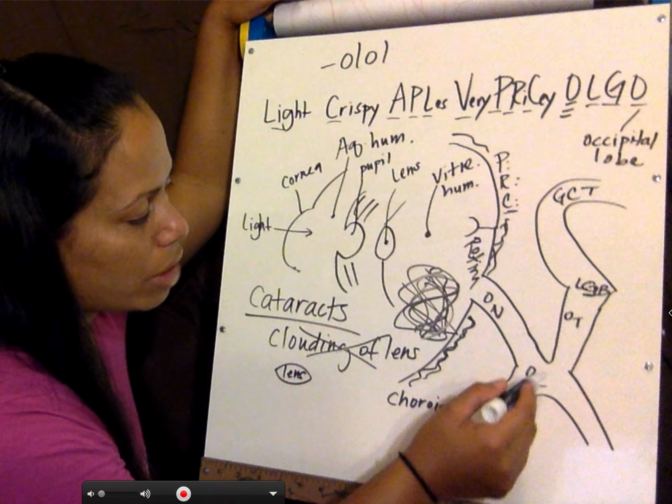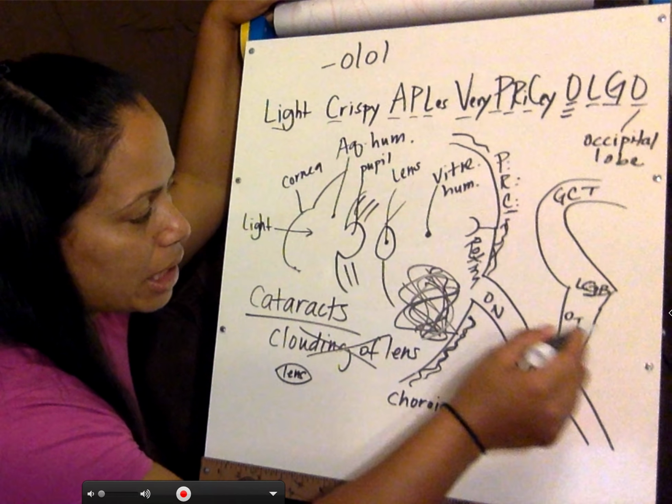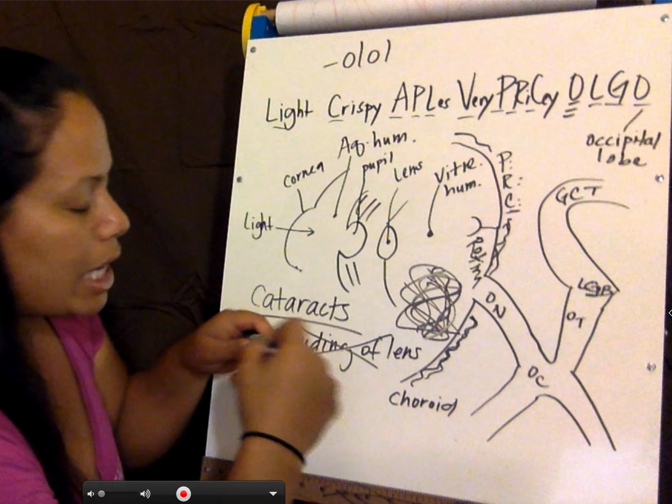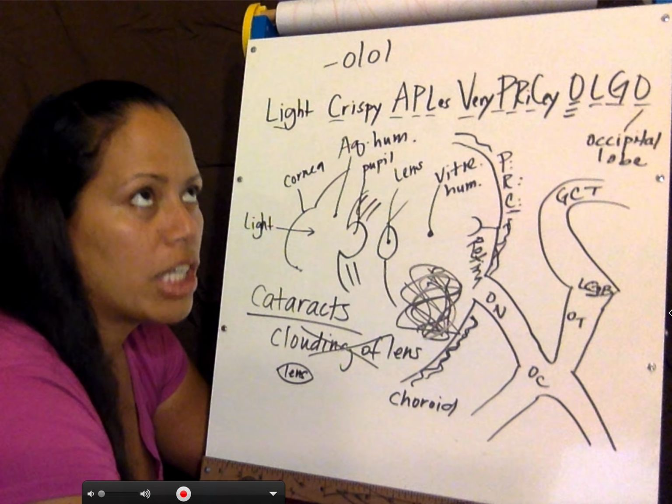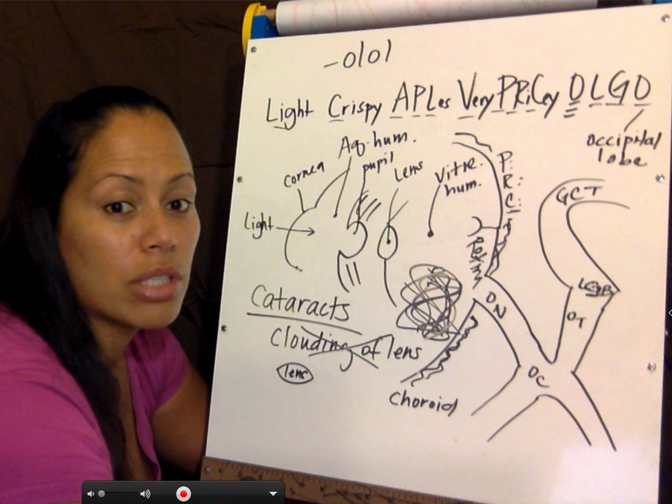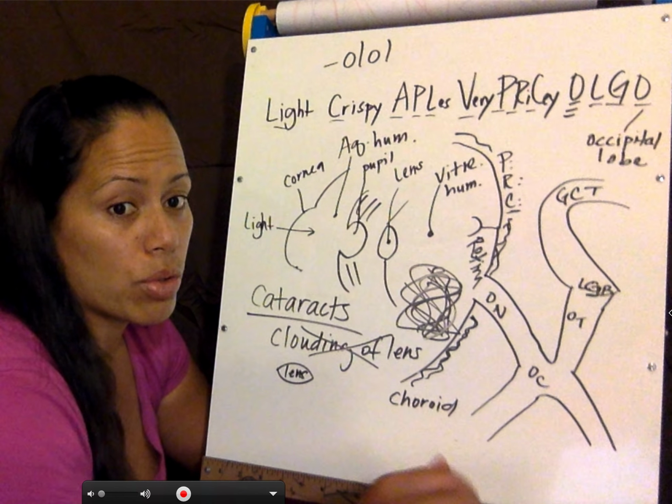It's a nerve, and then I cross over at the optic chiasm. And then I finally have the optic tract. It ends in the lateral geniculate body, then moves through the geniculocalcarine tract, and finally ends on your occipital lobe, which contains your visual cortex.